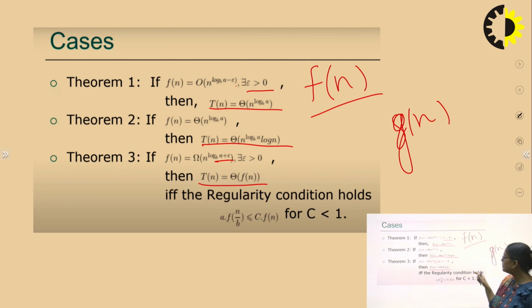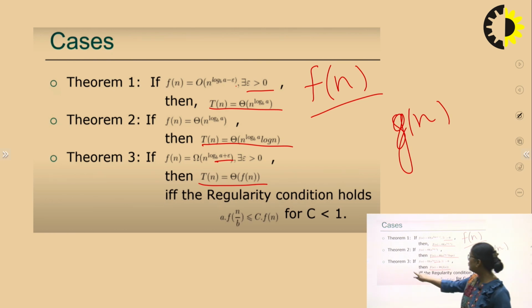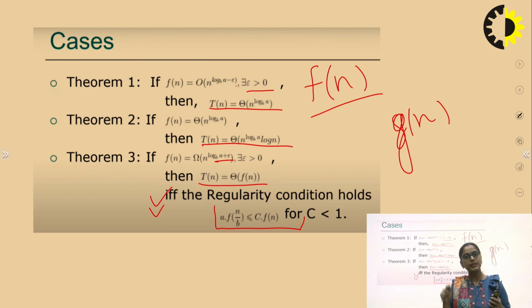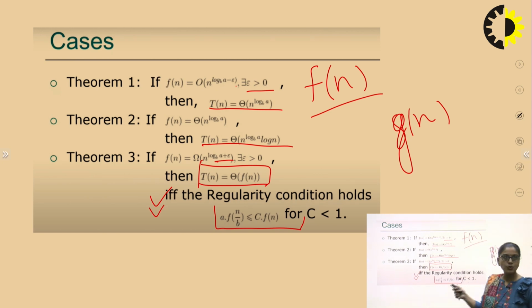In the third case, we have to know that if we are adding something in particular to g(n), then we have to check some regularity condition. If and only if this condition is proved, then we can say the time complexity of this recursive equation is equal to theta f(n). Okay, now we are going to solve some examples. By using these examples, we will get more clarity.